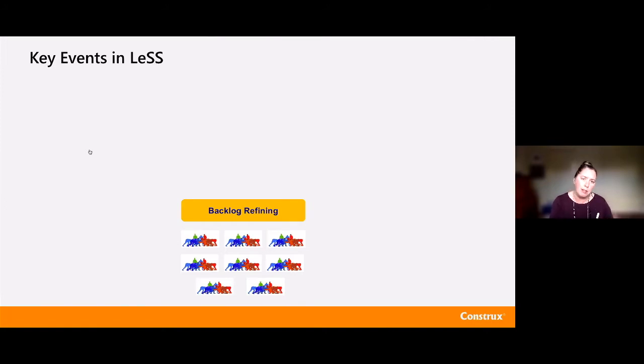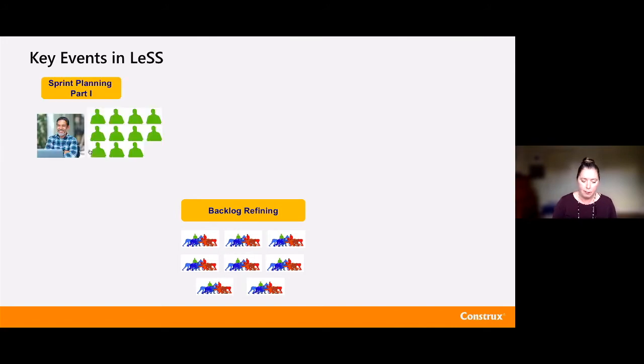Maybe there's groupings of teams, maybe it's all individual. Really, the backlog refining needs to be what works for you and this group of teams to prepare the backlog for sprint planning and find the patterns that really work well for you. From there, we're going to go into sprint planning.